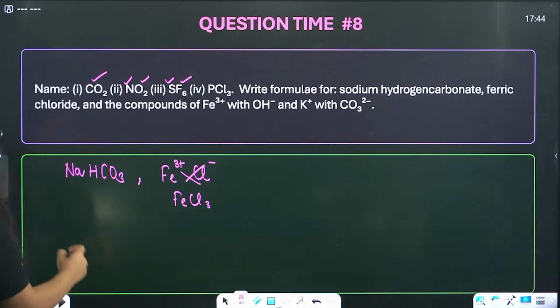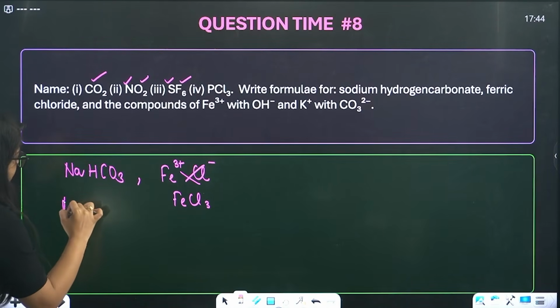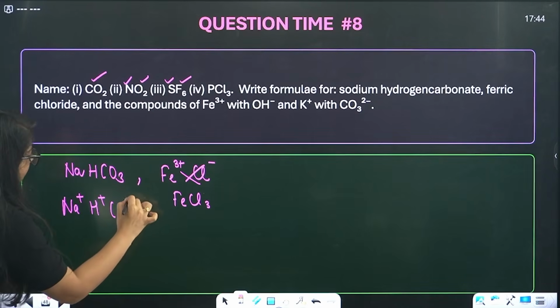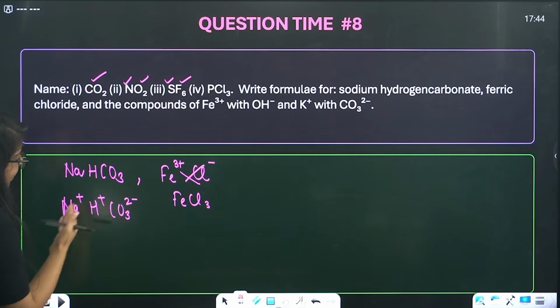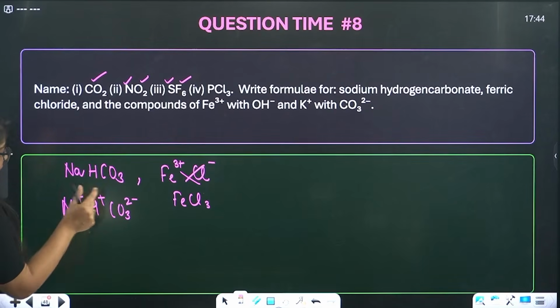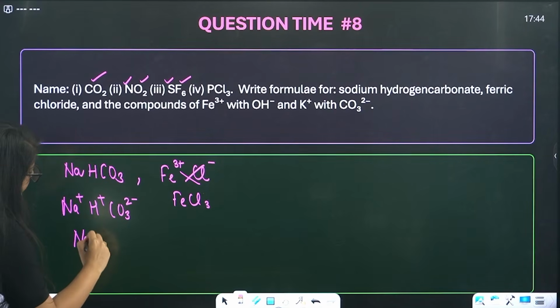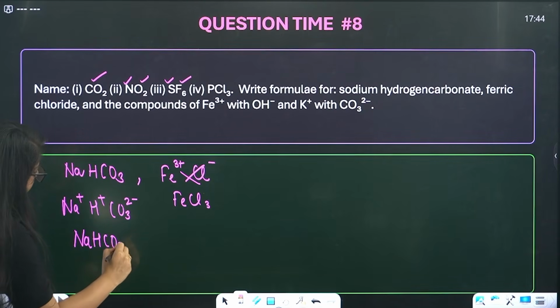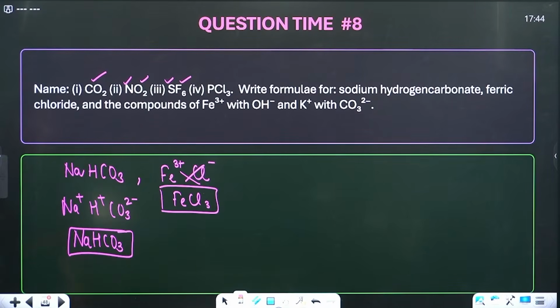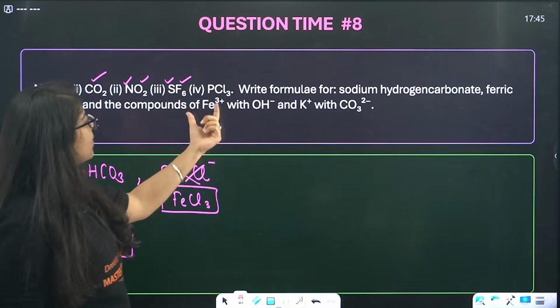Right? Similarly, if you want to see here as well, this will be Na positive, H positive, CO3 2 negative. So these 2 negatives will balance out with the plus of this and the plus of this. So you simply write NaHCO3. That is the formula of sodium hydrogen carbonate.